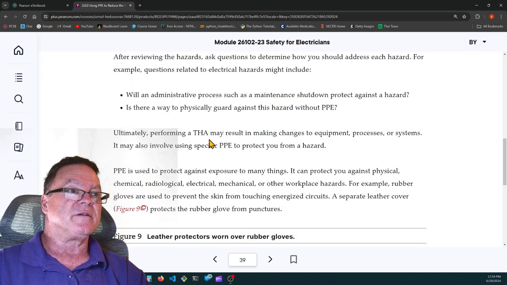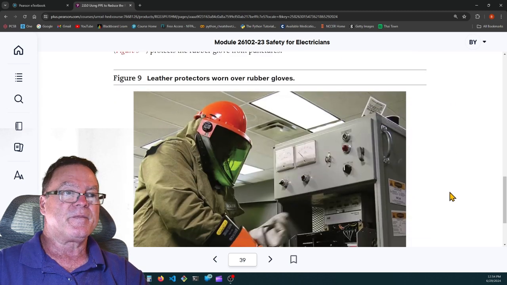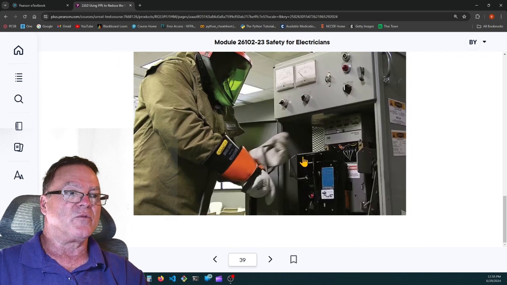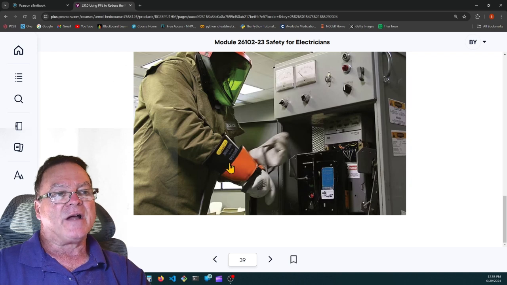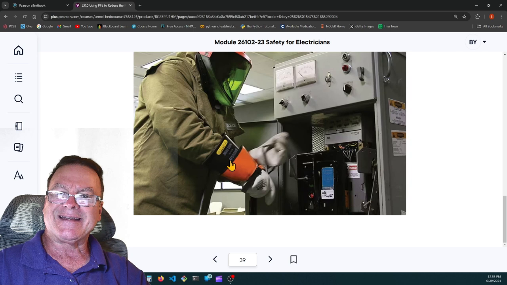Ultimately, performing a task hazard analysis may result in making changes to equipment, processes, or systems. It may also involve using specific personal protective equipment to protect you from a hazard. So here's leather protectors worn over rubber gloves. Sometimes personal protective equipment needs protecting itself.